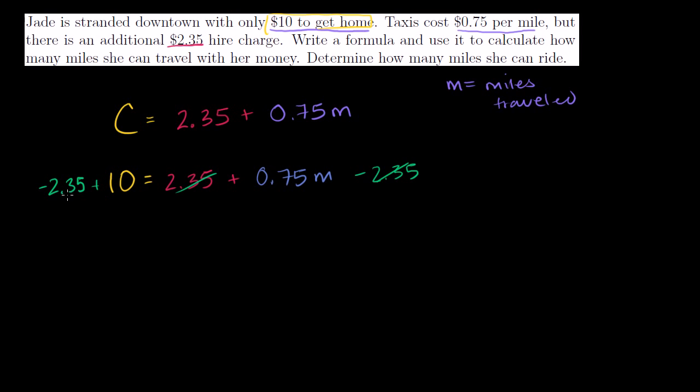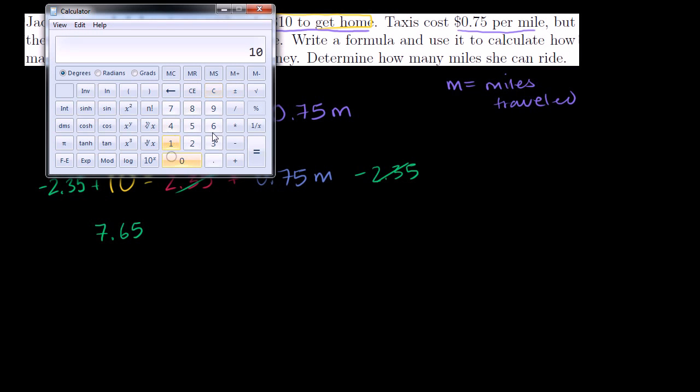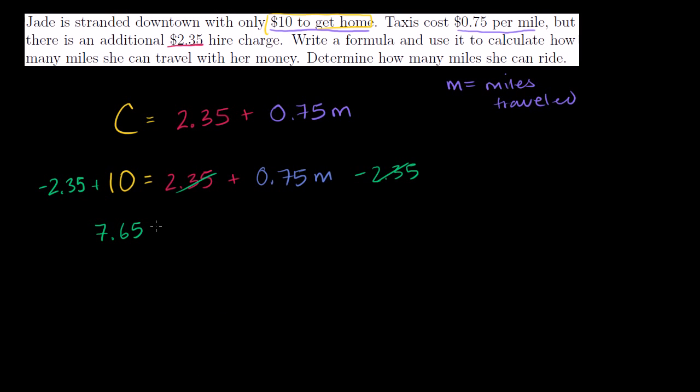10 minus 2 is 8. 10 minus 2.3 is 7.7. So it's going to be 7.65. If you want to believe me, let's do it. 10 minus 2.35, 7.65. And that is going to be equal to 0.75 m. Let me write that in that same color. It's nice to see where different things came from. So this is that, that is that, and then these two guys canceled out.